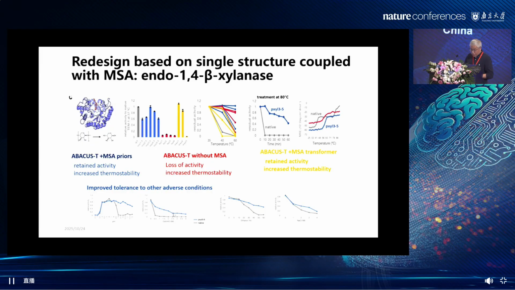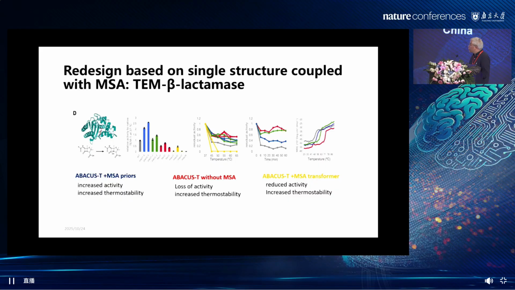other harsh conditions. We also tested another enzyme, beta-lactamase, and in this case, without the MSA information, we still see some loss of activity, but with MSA information, we can actually improve the activity of the enzyme with dozens of mutations, and also significantly improve the thermal stability of the enzyme, in one-shot design.